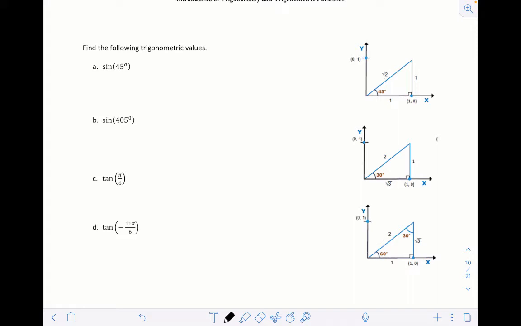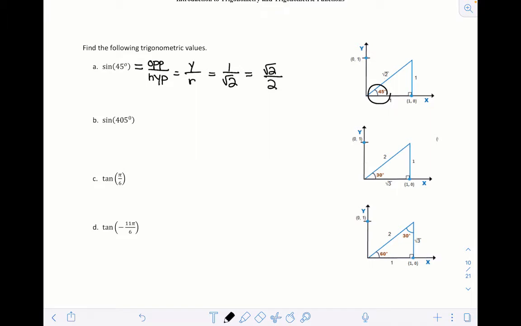So first, sine of 45 degrees. So if we go over here to the 45 degrees, well, sine is opposite over hypotenuse, which in this new format is really the same thing as y over r. Either way you look at it, it's going to be 1 over square root of 2. Or if you rationalize the denominator, that's going to be square root of 2 over 2.